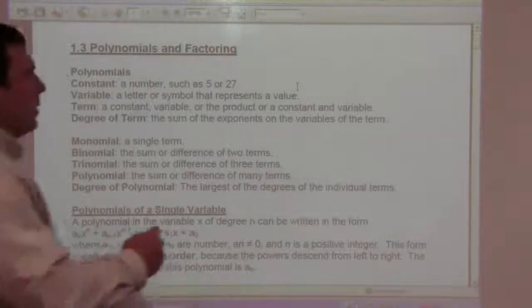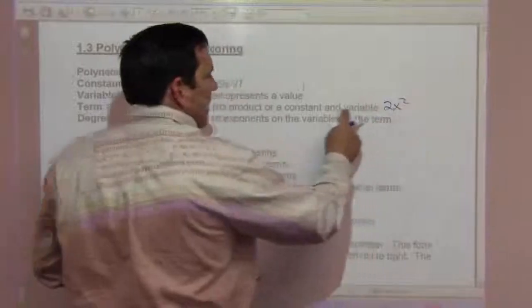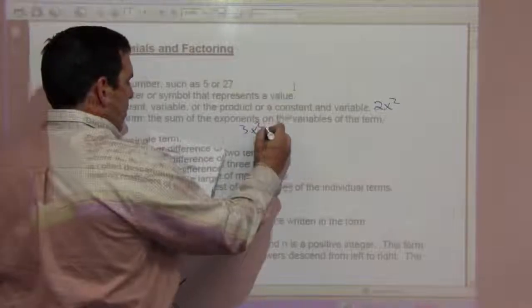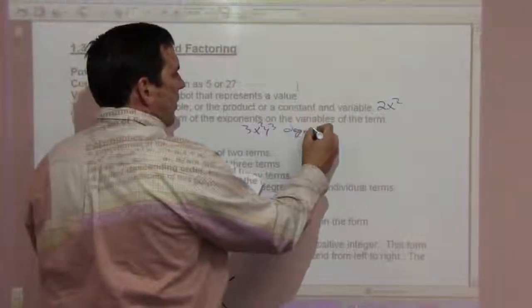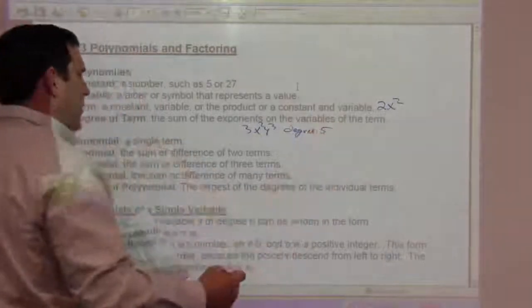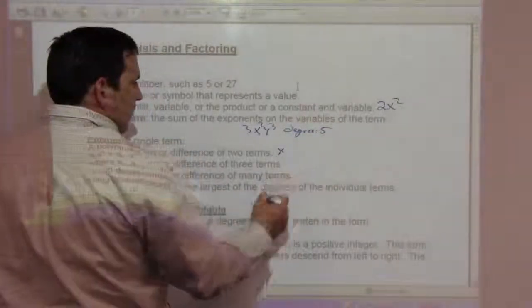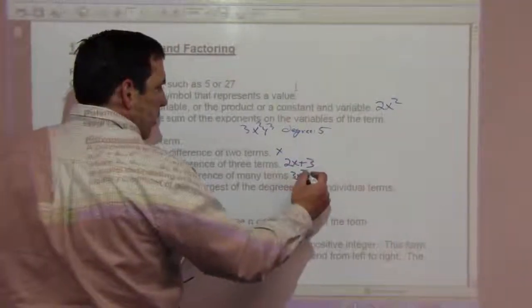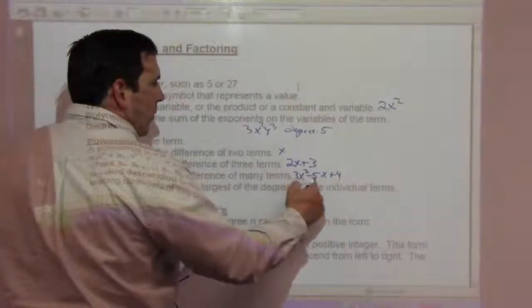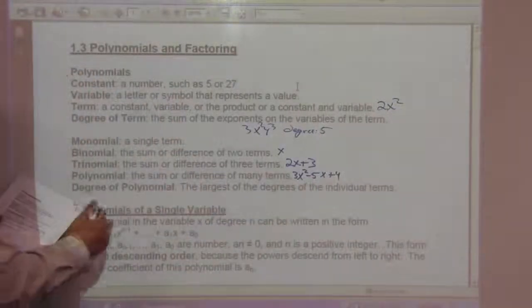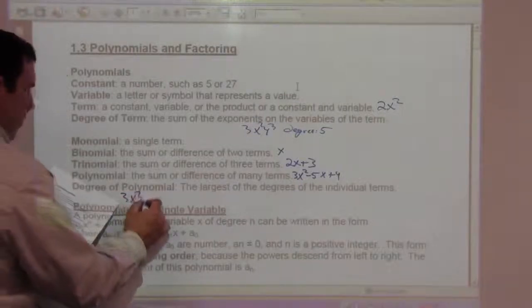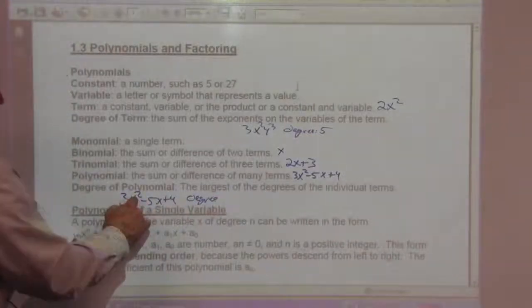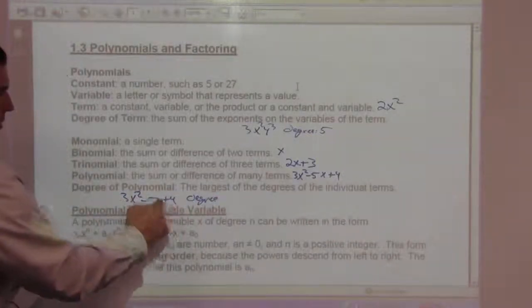So I'm going to give you an example. 2x squared would be an example of a term. We have 3x squared y cubed. The degree for this would be the sum of these powers, which is 5. So x is a monomial, 2x plus 3 is a binomial, and 3x squared minus 5x plus 4, with 3 terms, is a trinomial. Now the degree of the polynomial 3x squared minus 5x plus 4 is 2, because the highest degree on any term is 2.